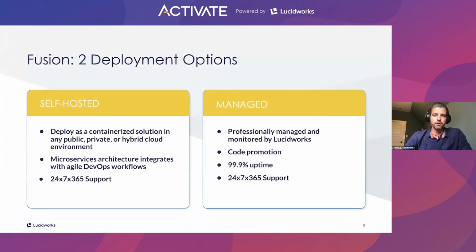So let's talk about the two types of deployments with Fusion 5. We have self-hosting, which is a deployment on containerized solutions like Kubernetes on public, private, and hybrid cloud environments. It is microservices based and it integrates with DevOps like we mentioned. So it allows you to actually keep the application up and running and update your services individually.